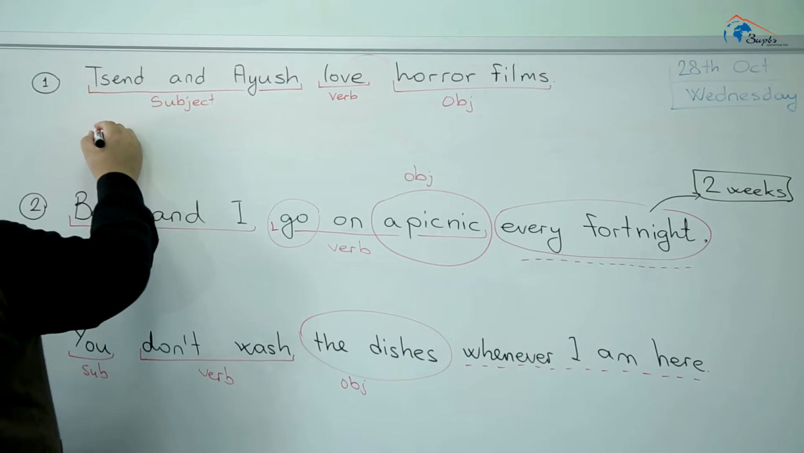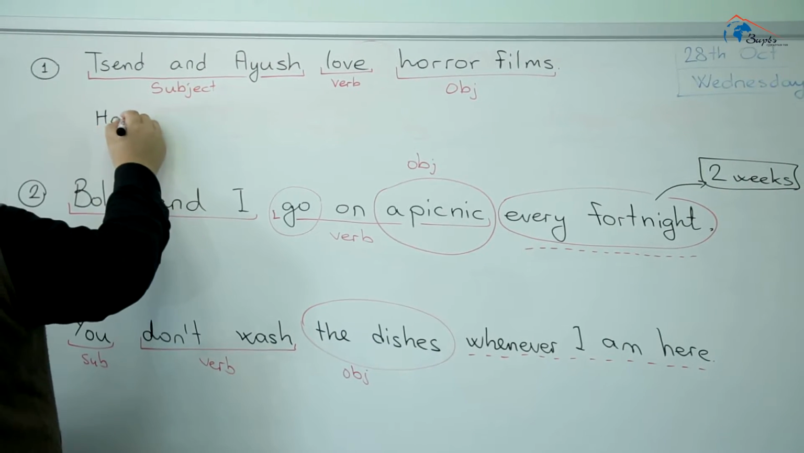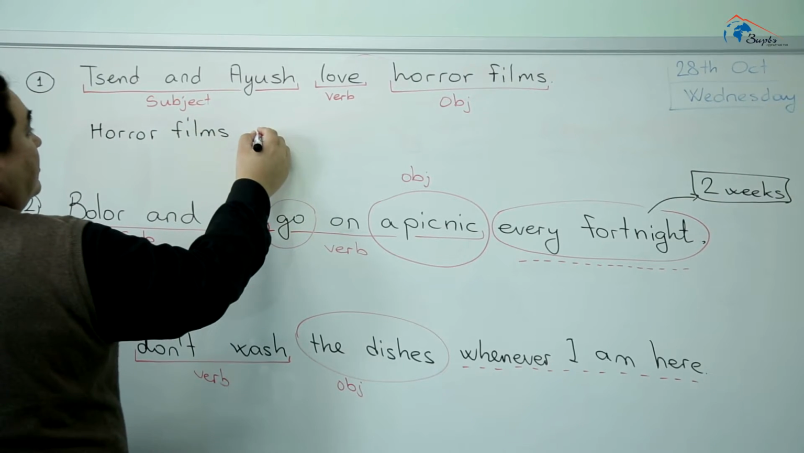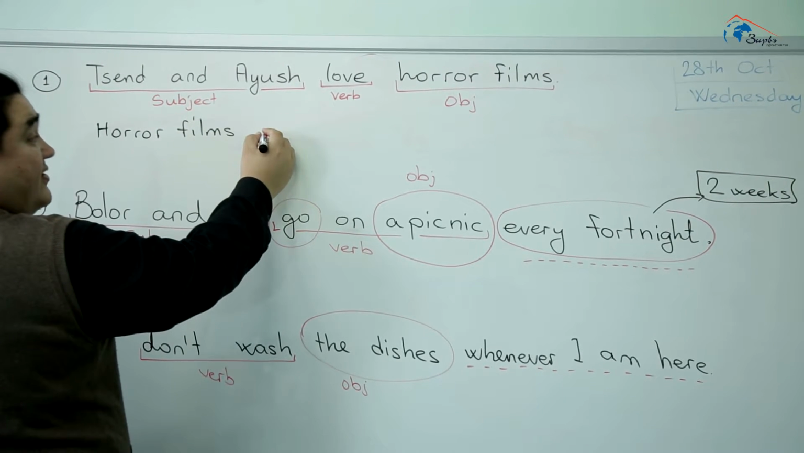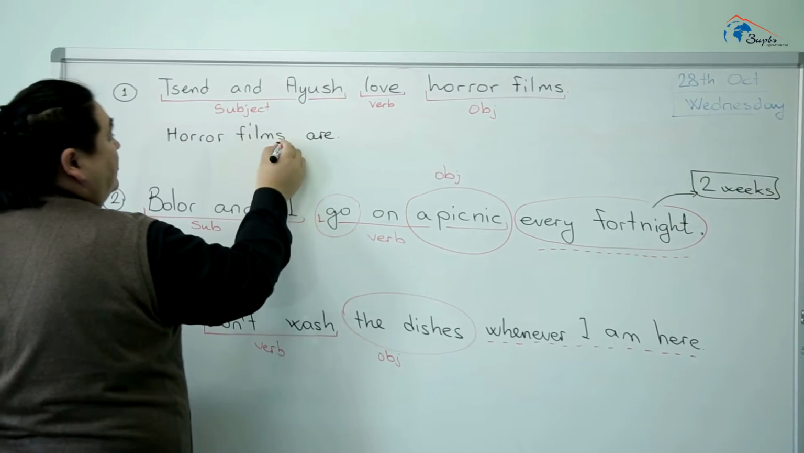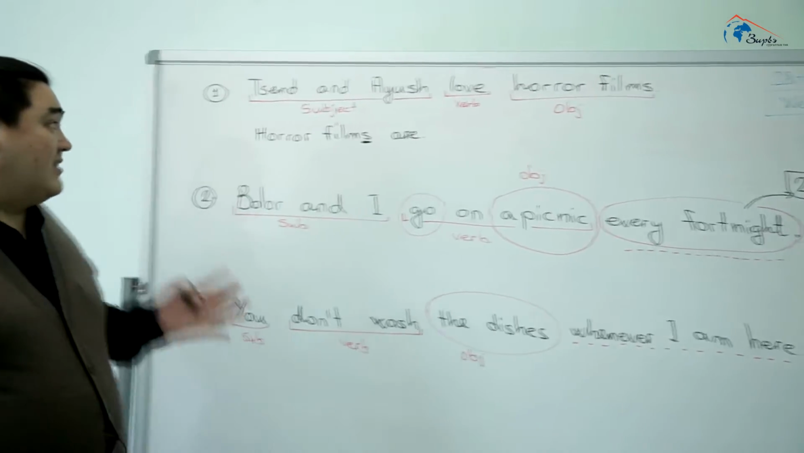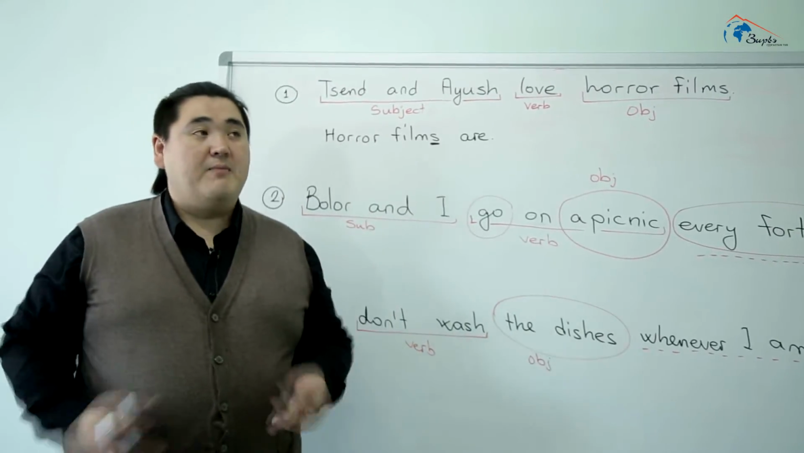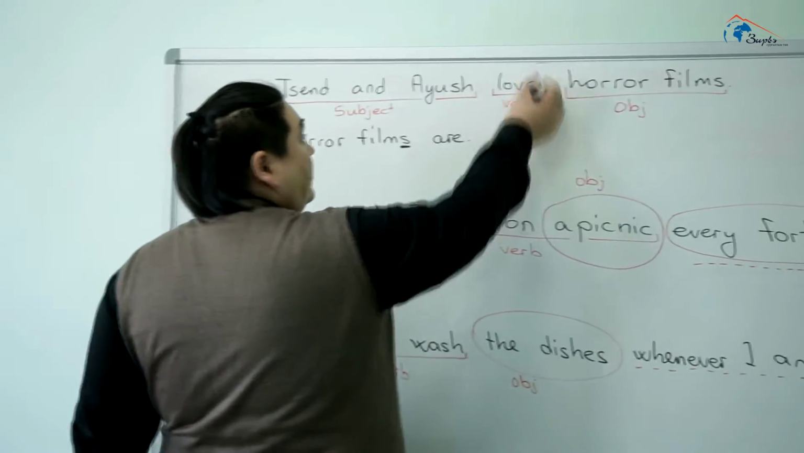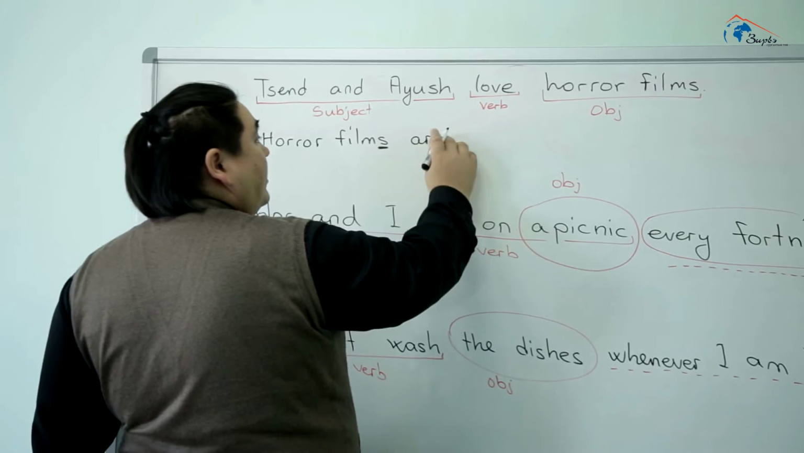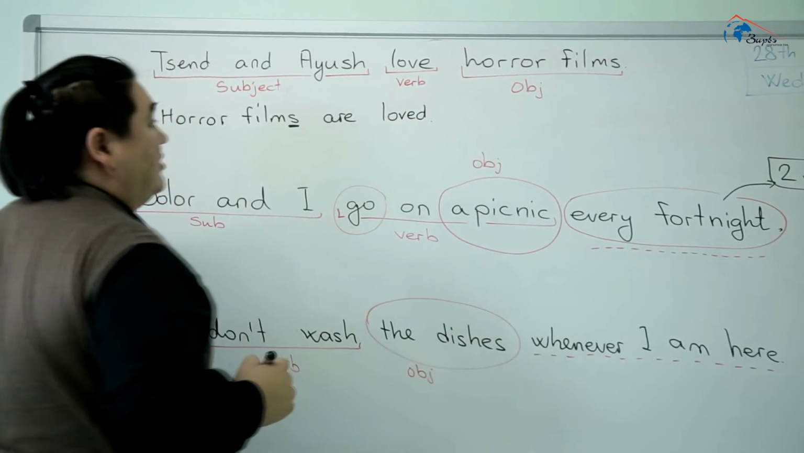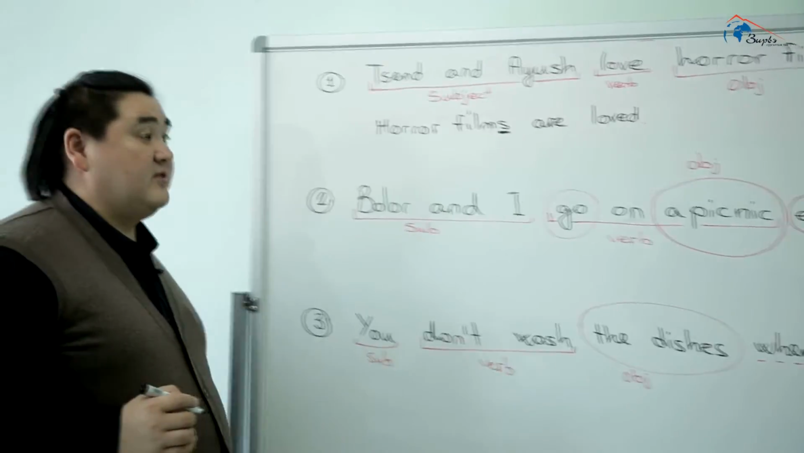Object comes first, right? So, this is going to be horror films. To be of passive is, in this sentence, are, because it's a plural, horror films, not one film, but many films. So we are going to use are. Next one, love. Yes, the verb becomes the past participle. So we have it: the horror films are loved.